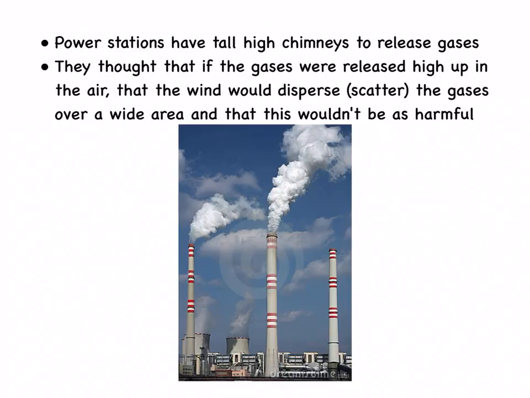I suppose if we look at the role of wind in all this, where is the acid rain spreading to? Well, these power stations in recent times, they built these tall, high chimney stacks. You'll notice them in a lot of the power stations across Ireland and across the world. They thought that if the gases were released higher up in the air, the wind would disperse and scatter the gases over a wider area and that it wouldn't be as harmful. I don't know why, but I suppose they thought that it just wouldn't reach us. They didn't think that we would really get acid rain.